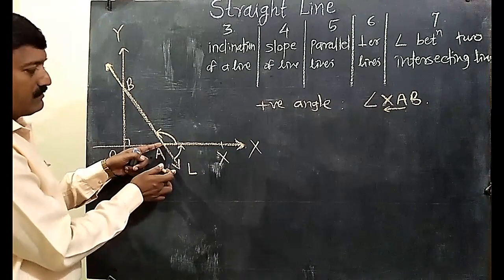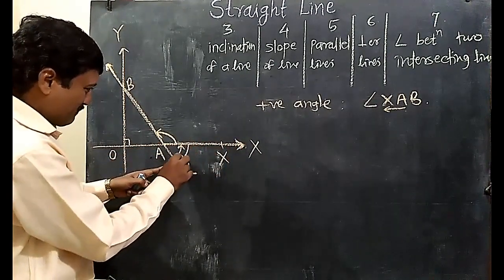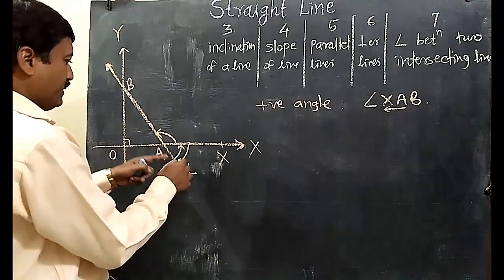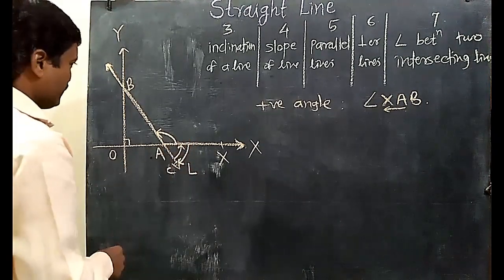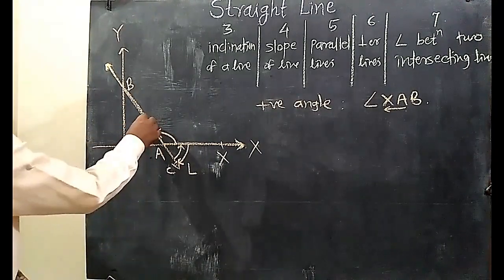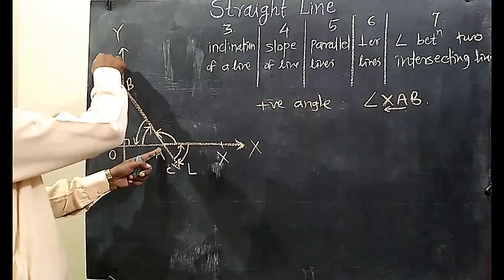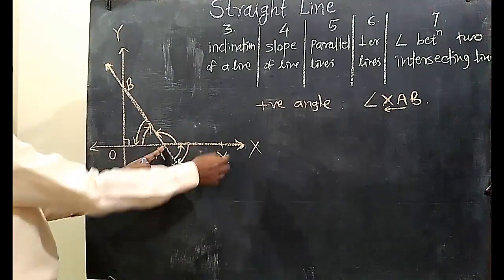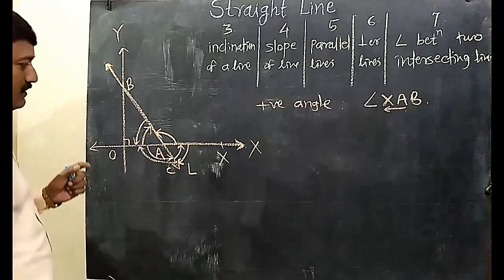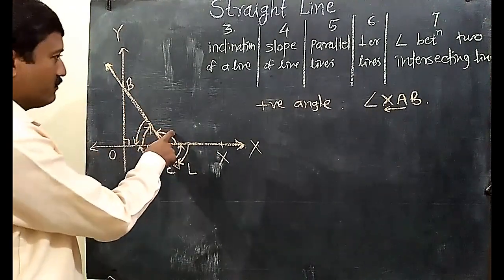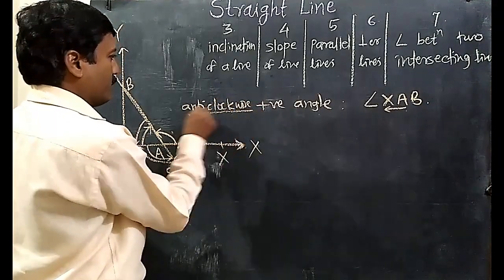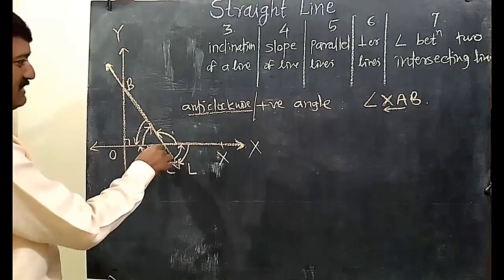But if you consider this angle, the initial arm does not lie on the x-axis. If we take this angle having its initial arm along the x-axis and its final arm along this line, suppose along AC, then this will be a negative angle because the direction is clockwise. If you take this angle in this way, this is our initial arm and this is the final arm, so the initial arm is not the x-axis. Out of all these angles, this is the only angle which is in the anti-clockwise direction, meaning positive, and whose initial arm is along the x-axis.